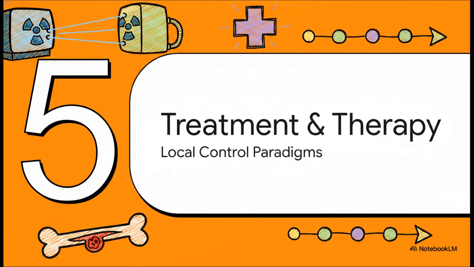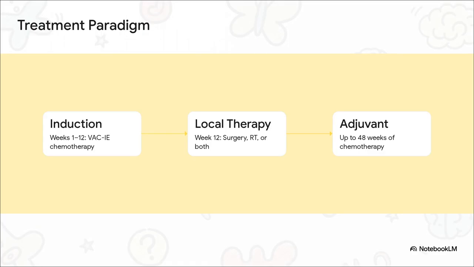Which brings us to our final section, Section 5, Treatment and Local Therapy. Because we're assuming micrometastatic disease is already present, the treatment timeline is honestly a marathon. Take a look at Step 1. We always start with induction chemotherapy for weeks 1 through 12. This relies heavily on the VAC-I regimen. That's vincristine, adriamycin, or doxorubicin, and cyclophosphamide alternating with ifosfamide and etoposide.